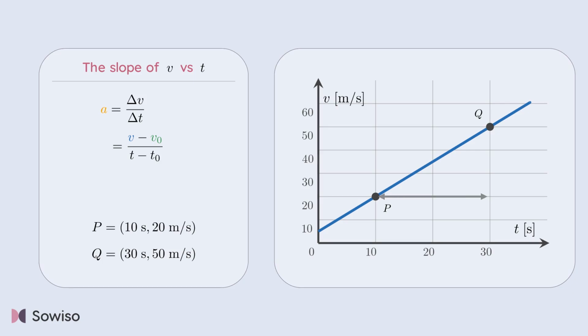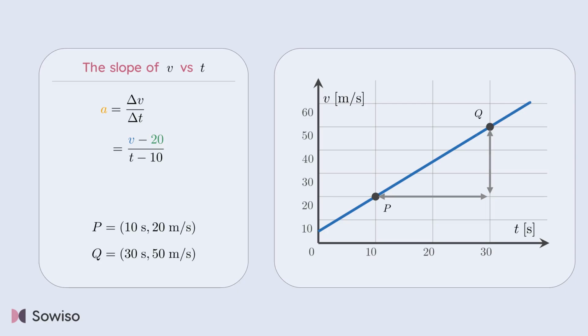The interval of time, delta t, is represented by the arrow that connects the initial and final values of time. In the same way, the velocity delta v is represented by the arrow that connects the initial and final values of velocity. We substitute these values into the equation.